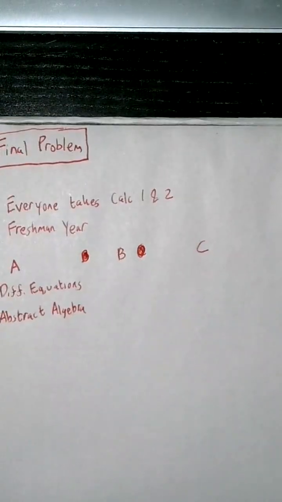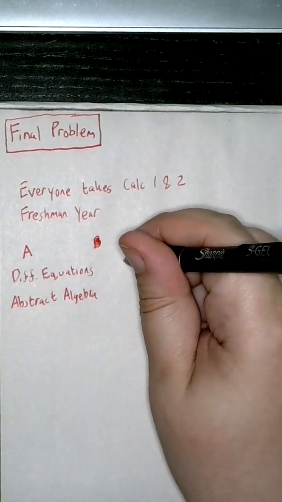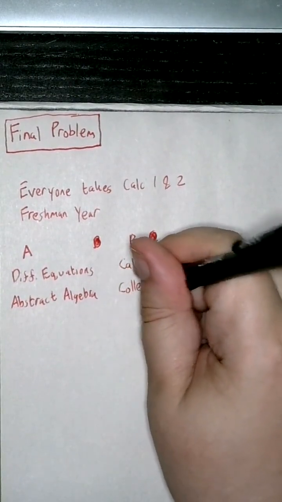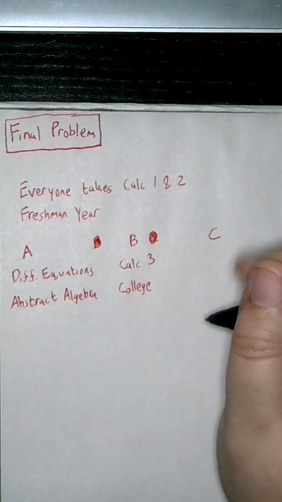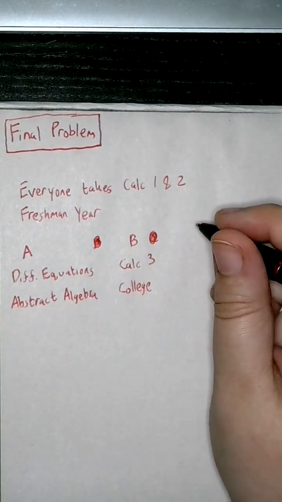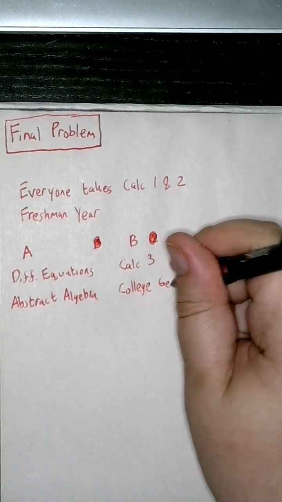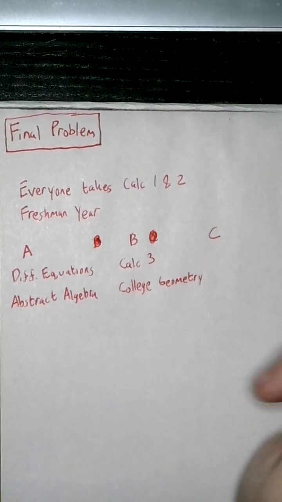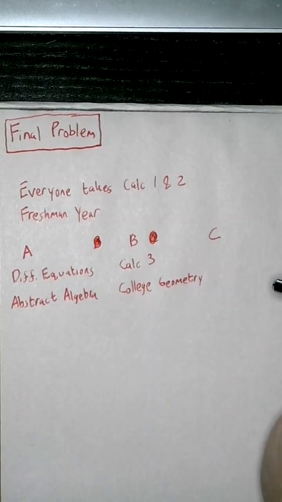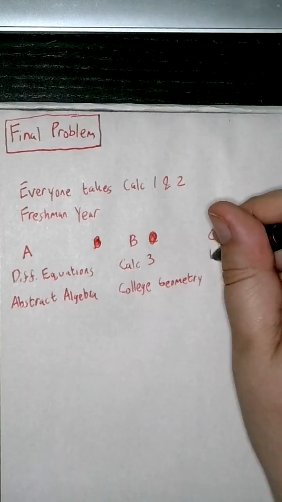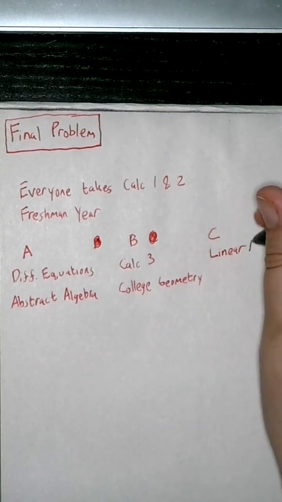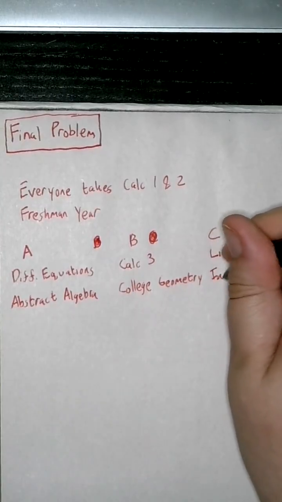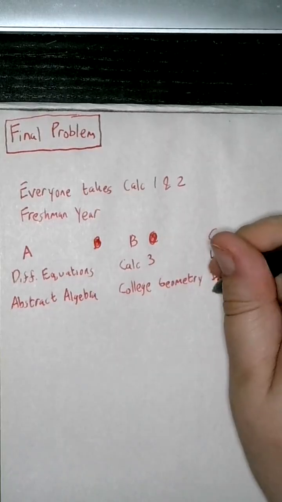So in year B, we took Calculus 3, and we took what was called college geometry, which, if you ask me what it is, I'm not necessarily sure, but it had non-Euclidean geometry in it. And then in year C, we took linear algebra, and I took intro to real analysis.